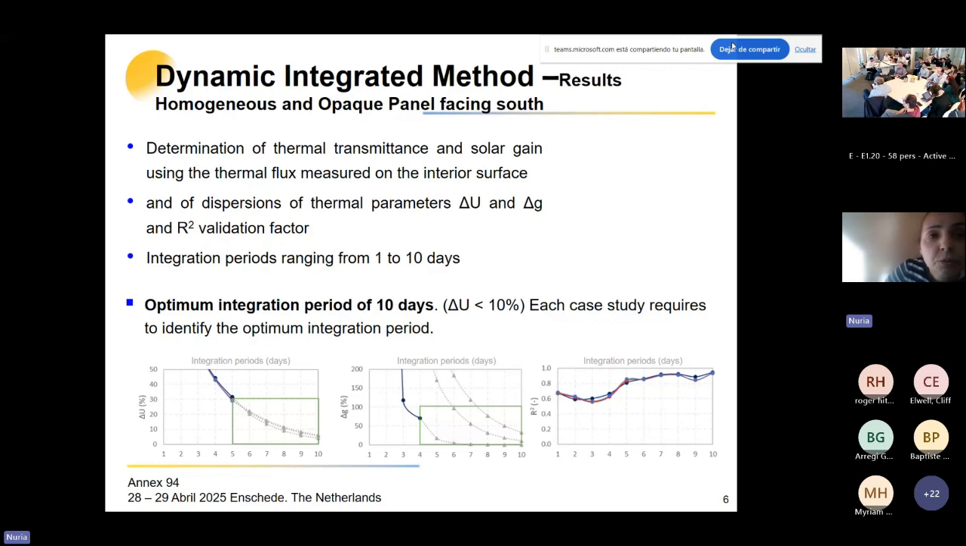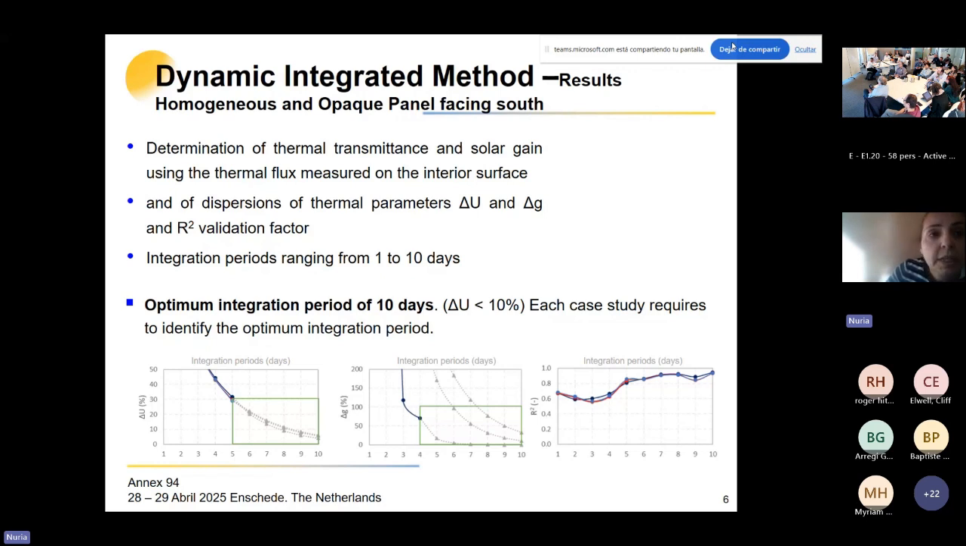As you can see in the image, we have defined an optimal integration period that falls between 8 and 10 days, in which the deviation, as I said before, drops below 10%.